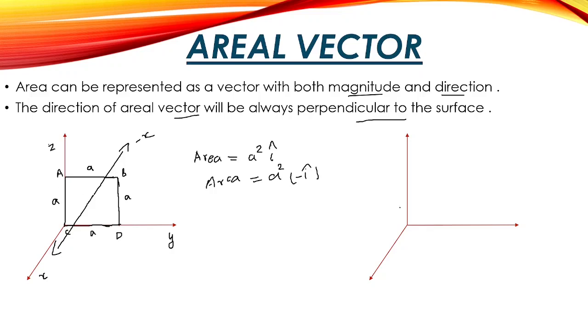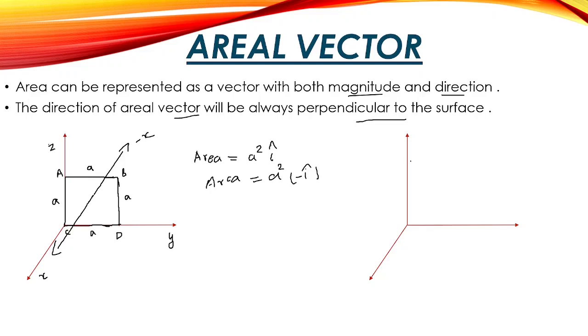I'll give you as many examples as possible so that you will get a perfect idea about this area vector, because I don't want my students to get confused about it in the future. What will be the direction of an area vector? I'll give you maximum examples so that you will understand the direction of the area vector and not get confused about it.